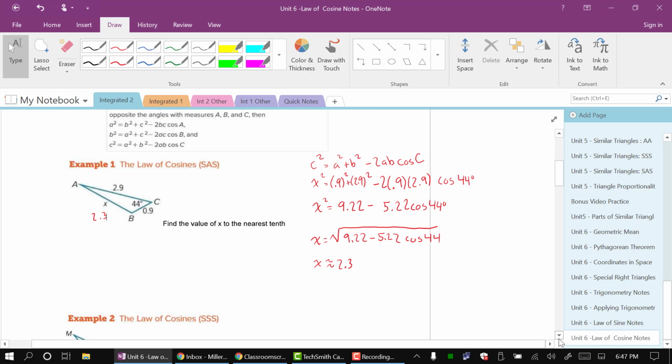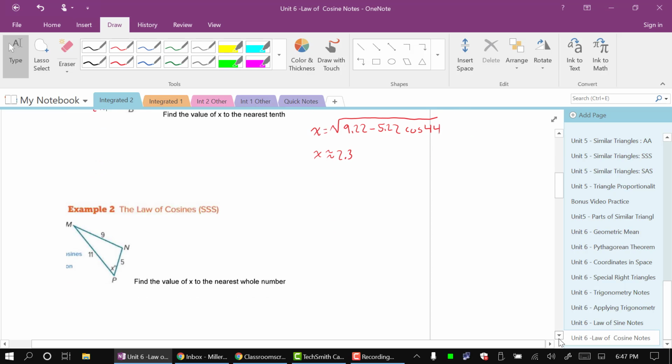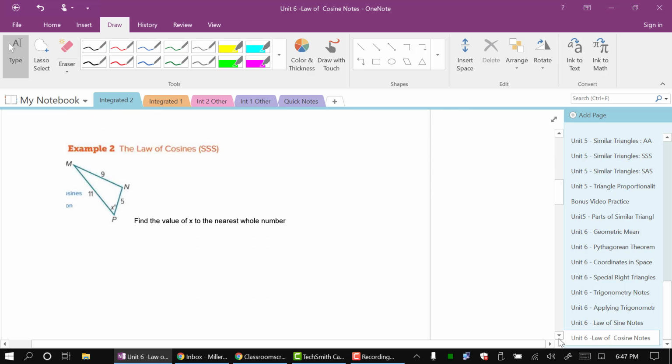Let's go ahead and take a look at example 2. Again, we want to find the value of x. This time it's going to be an angle. We have all of our sides: we have P, M, and N, so this is small p, small m, and small n. We're going to use the law of cosines, so p squared equals, and we're using p squared because we want to find the angle that's connected to p.